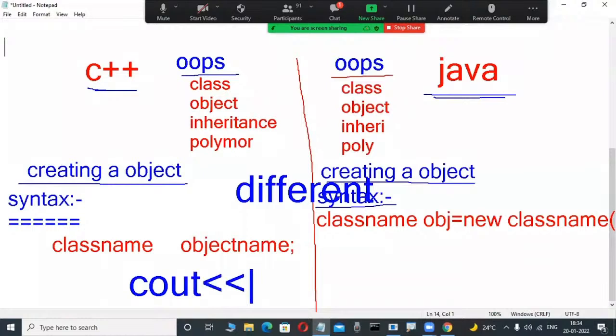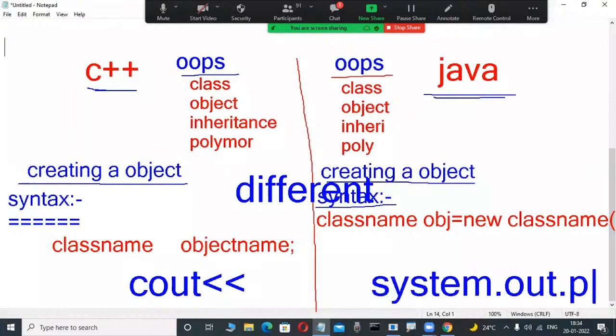And in Java, what is the function? System.out.println, something like that. That's why they are syntactically different. Functions are also totally different in these two object-oriented languages. But conceptually, some OOPs concepts are the same. Yes, the same.